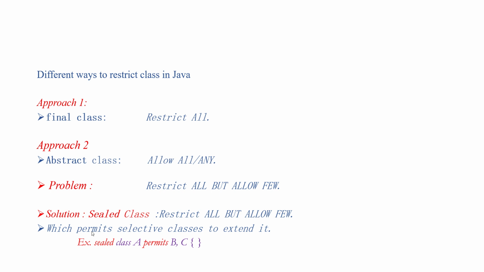A sealed class is a class which will permit selective classes, or a set of classes, to extend it. As an example, we put sealed as a keyword before the class, and class A permits B and C. These are the set of classes, B and C, which will extend the sealed class A. So this is the sealed class example, and it is a solution with which we can restrict all classes but allow a few classes to extend the sealed class.